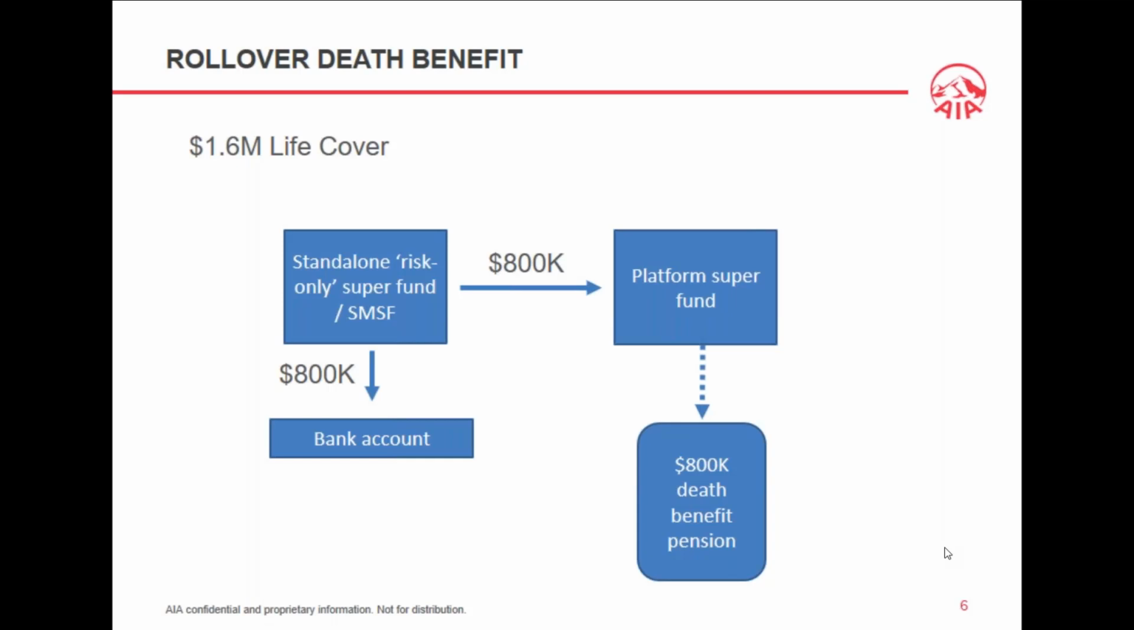Now, some of you are probably sitting there thinking, why would we want to roll over $800,000 from a standalone fund or indeed an SMSF? The response there is twofold. Remember, as a standalone risk-only superannuation plan, it doesn't hold underlying investments on behalf of the member. So technically, it doesn't have the infrastructure to be able to facilitate the payment of a death benefit income stream for mum directly from that fund.